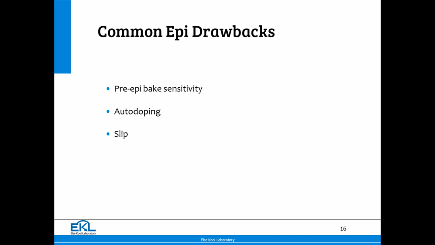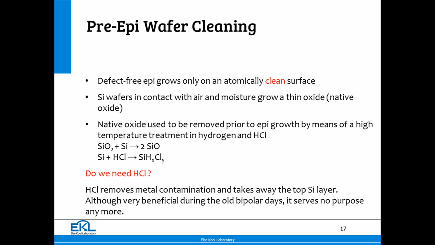Common epi drawbacks. I mentioned 3 here: pre-epi bake sensitivity, auto-doping, and slip. A clean surface, that's the name of the game. If the surface is not clean, you cannot grow an epi layer, you grow defects. And a defect-free epi layer only grows on an atomically clean surface.